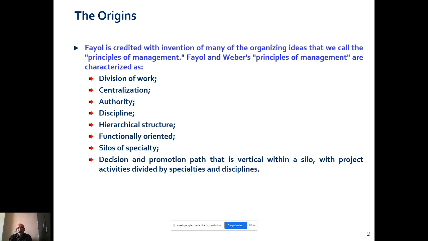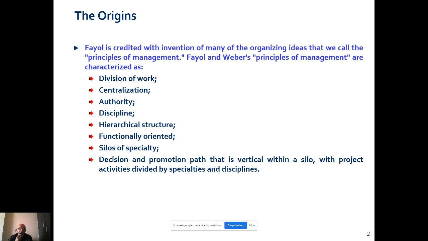Henry Fayol and Weber's principles of management, how they are categorized. In India also, the Britishers accepted this kind of organization towards making the labor work, by making the division of work, centralization, authority, discipline, hierarchical structure. That is, there is a boss and there is a worker, right? And the boss can be categorized into supervisor, manager, et cetera.